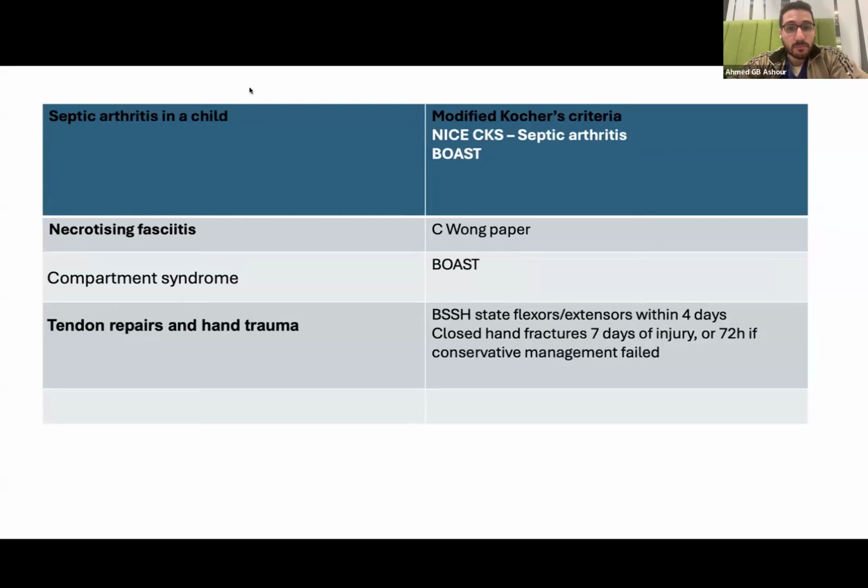Necrotizing fasciitis: have a read of a paper called the NF1 paper. It summarizes how to approach it surgically, how to do the debridement in a necrotizing fasciitis patient. Then compartment syndrome: POSTER guidelines. Tendons: anything about tendons and the hand, there are BSSH guidelines, which in summary say that flexor and extensor tendons should be repaired within 4 days. If it's a closed hand fracture, within 7 days, and 72 hours if conservative management fails. So this is the first part of my topic.